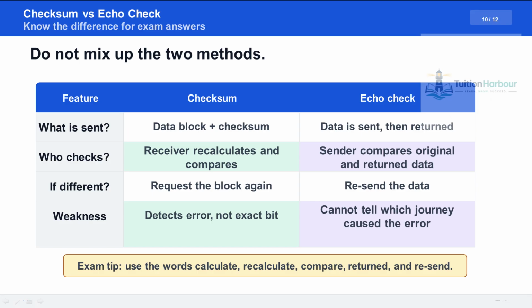Checksum versus echo check. Now let us compare checksum and echo check. Checksum uses an extra calculated value. The sender calculates the checksum and sends it with the data. The receiver recalculates the checksum and compares the two values. Echo check sends the data back to the sender. The sender compares the returned data with the original data. For exam answers, use these keywords. For checksum: calculate, send, recalculate, compare, resend. For echo check: send, return, compare, resend.